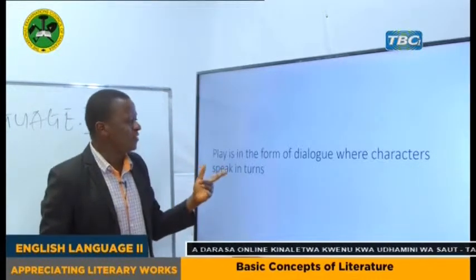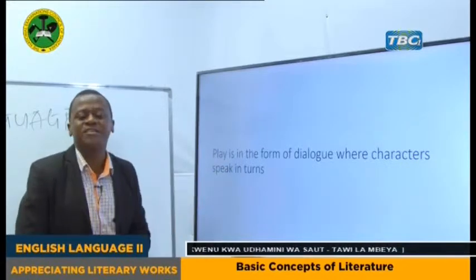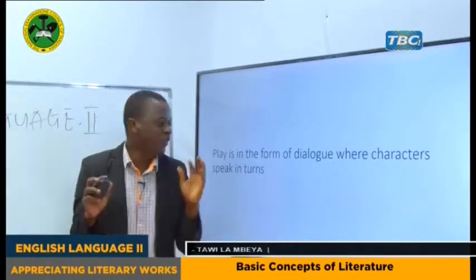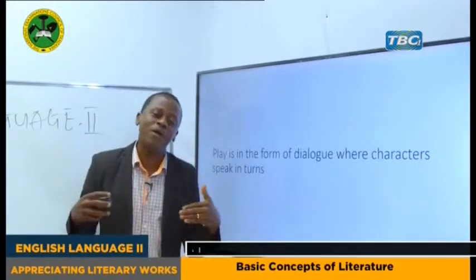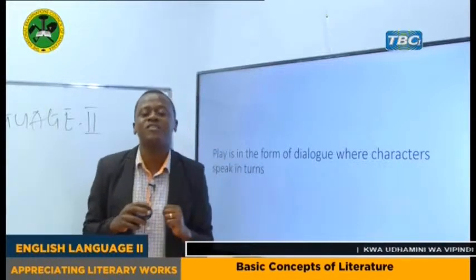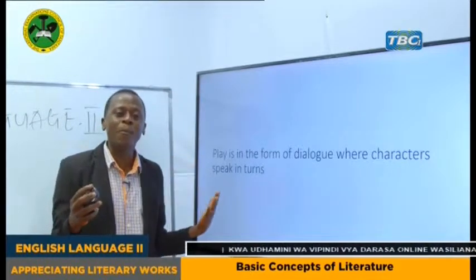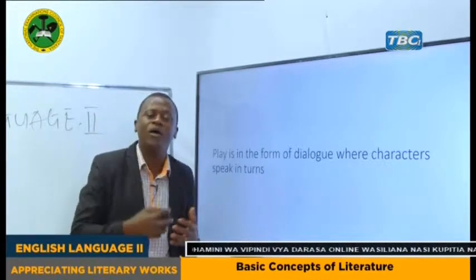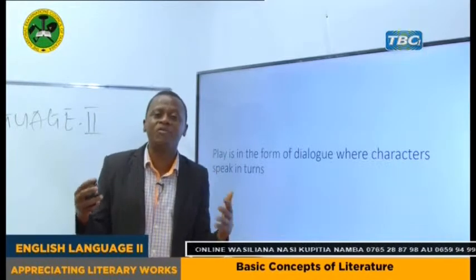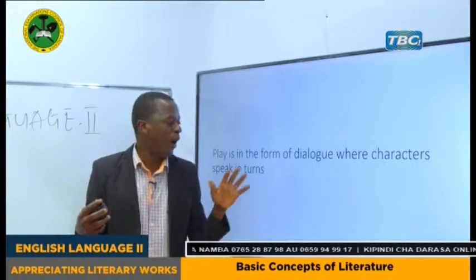A play is in the form of dialogue where characters speak in turns. In other words, one would say that a play is in the form of conversation where the participants, who are the characters, speak in turns. Now, take an example of a play that we have read in class. Take an example of a play titled An Enemy of the People, or I'll Marry When I Want, or Betraying the City.